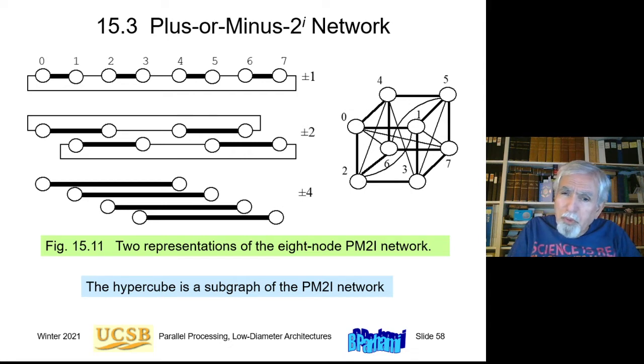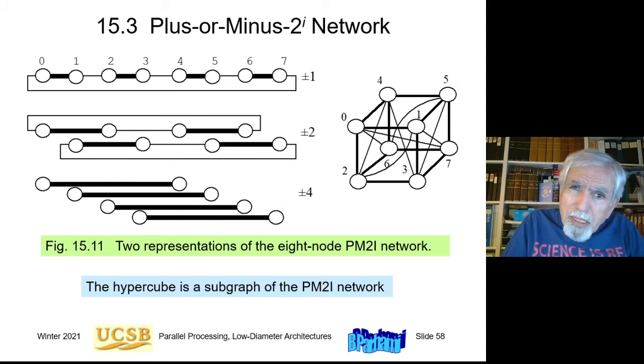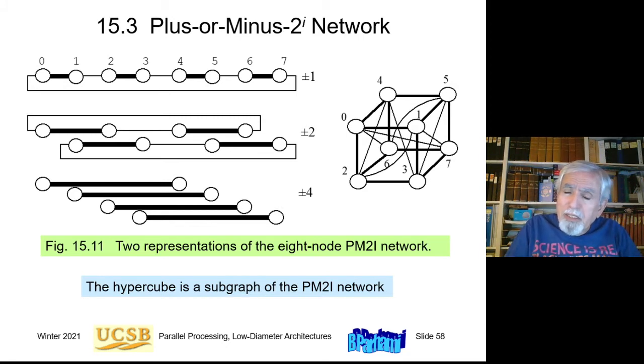So basically the rule here is that any node is connected to any other node whose node ID differs from it by plus or minus 2 to the i. So 0 is connected to 1 because the ID differs by 2 to the 0, but only 0 to 1, not 1 to 2. 2 is connected to 3, but 3 is not connected to 4 in the hypercube. Okay, so I add all of those links.